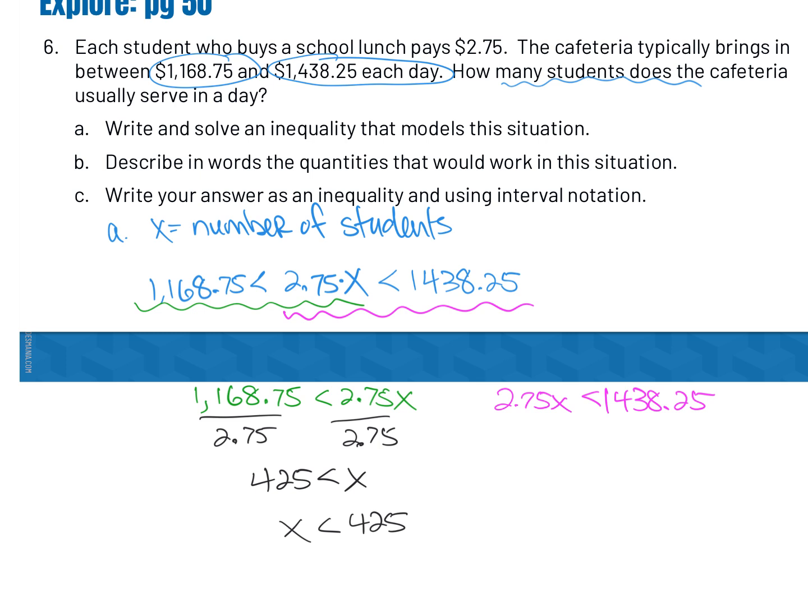And then let's solve the other one. Again, we're going to divide by 275 on both sides. So we're going to have x is going to equal, so 1,438.25 divided by 275, 523. So notice how we have these two things. The lower number is 425. The higher number is 523.